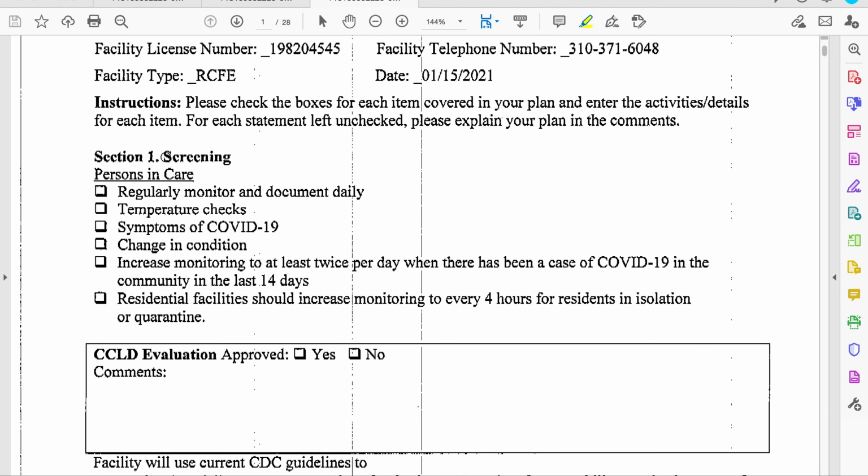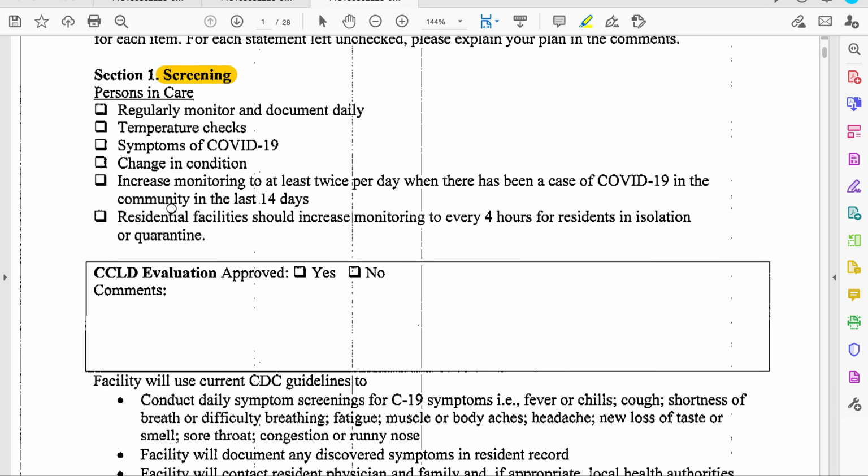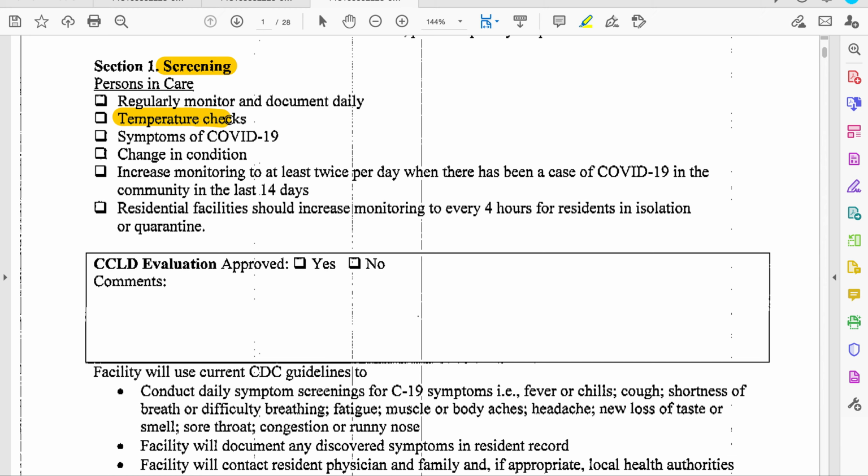When it comes to persons in care, we have to regularly monitor and document daily. We have to screen for temperature checks. We have to screen for symptoms of COVID-19. We also have to screen for a change in condition.